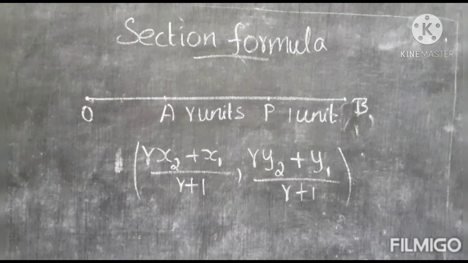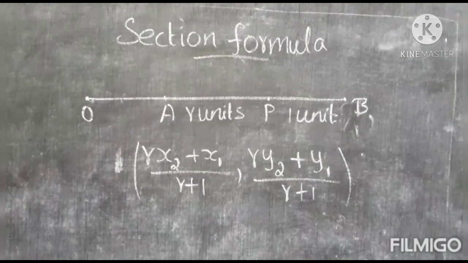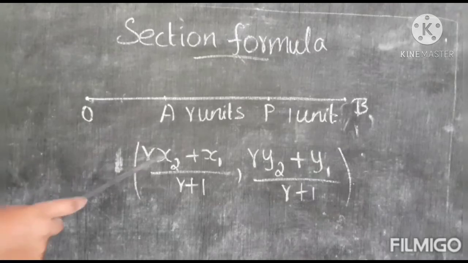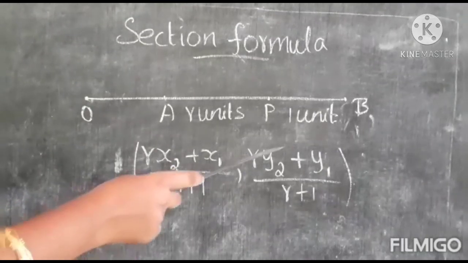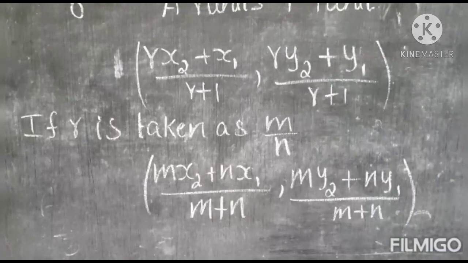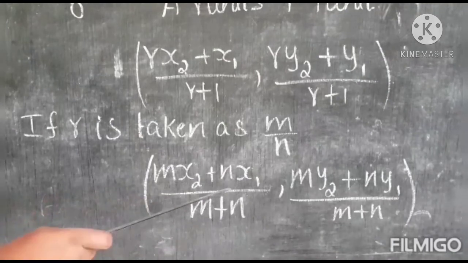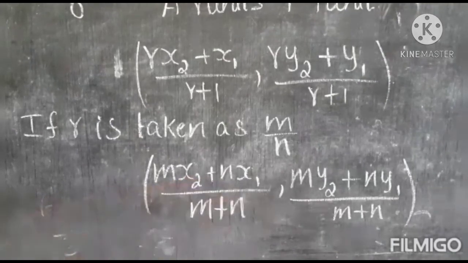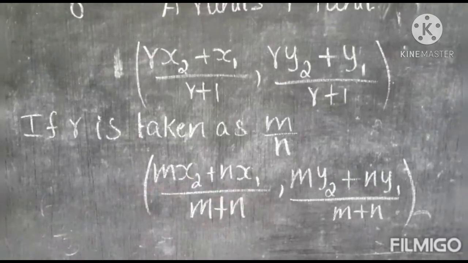Given a segment AB and a positive real number r. If the line is divided in the ratio r is to 1, then the formula is (r x2 plus x1)/(r plus 1), comma (r y2 plus y1)/(r plus 1). If r is taken as m by n, then the section formula is (m x2 plus n x1)/(m plus n), comma (m y2 plus n y1)/(m plus n). This is the standard form of the section formula.